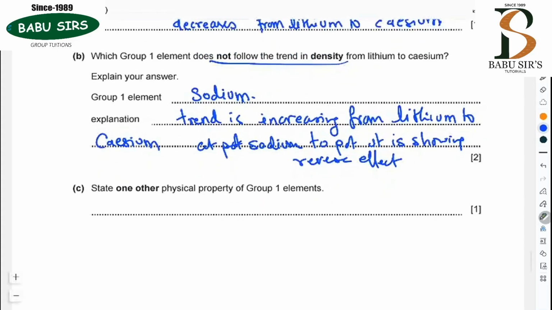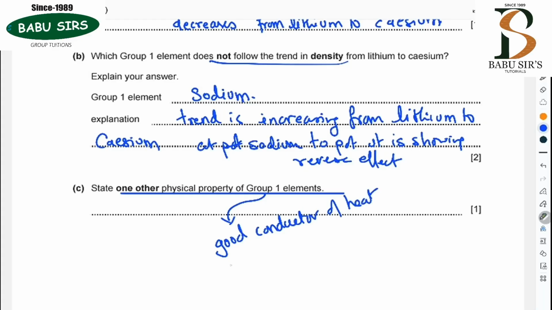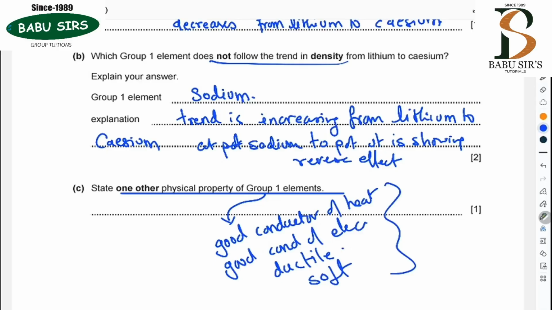Now there is a next question: write one physical property of group 1 elements. Group 1 elements are all metals, so you can just write a property of metals. You can write good conductor of heat, good conductor of electricity. Then you can write ductile. Then you can write soft also. So any one property you can write. With ductile you can write malleable also.